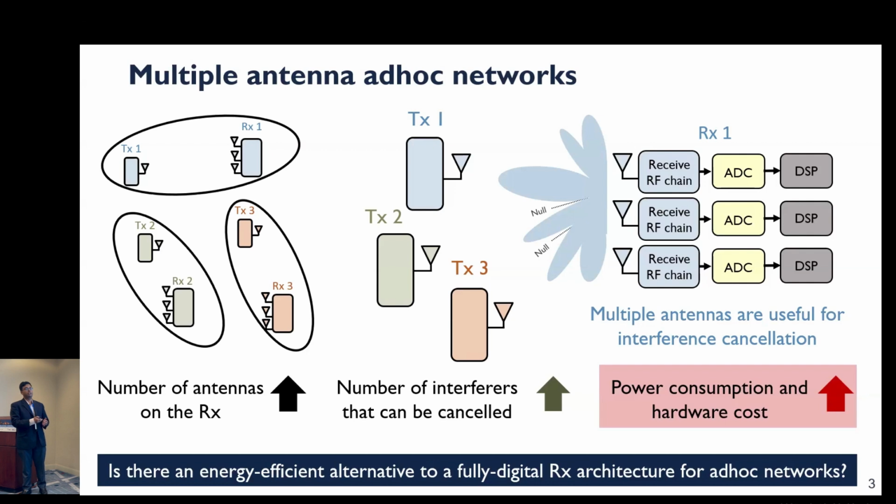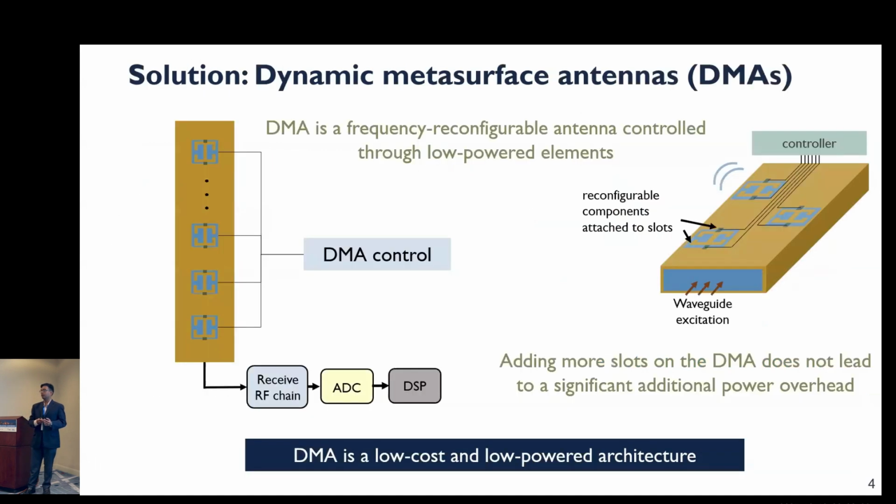But this comes with a bottleneck. The bottleneck is that as you scale the number of antennas in a fully digital receiver, the power consumption and the hardware cost also increase. So the question is, is there any other energy efficient alternative to a fully digital receiver that is suitable for scaling up ad hoc networks? In our group, we are focusing on a new kind of antenna architecture called a dynamic metasurface antenna, and we explore the use of DMA for ad hoc networks.